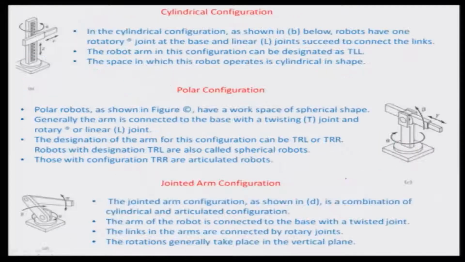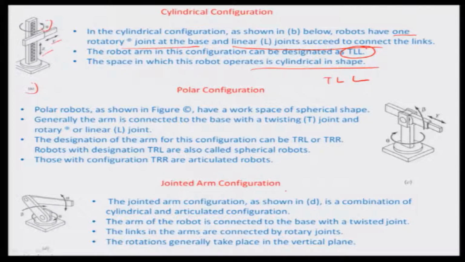Again, you have the cylindrical configuration, as the name suggests, shown in B. Basically there is one rotation axis, a theta axis over which the arm can rotate, and the y and z motions are linear in nature. So, you have one rotary joint at the base, and the linear L joints succeed to connect the links. The robot arm in this configuration can be represented as twisting linear configuration, and the space in which the robot operates is a cylinder.